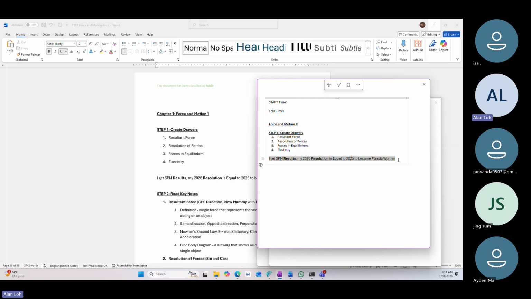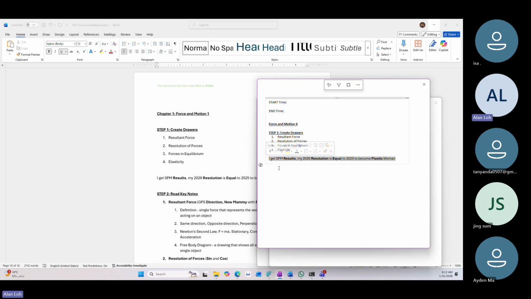So why do I use this story? Because number one, when you get SPM result, that is the resultant force. To help you remember, the first drawer name is resultant force. Then the second is resolution forces. Then equal, equilibrium. I hope equal is easy for you to link with equilibrium. Then you have elasticity, which is plastic. Usually we relate plastic with elasticity. So this story is what I've created.